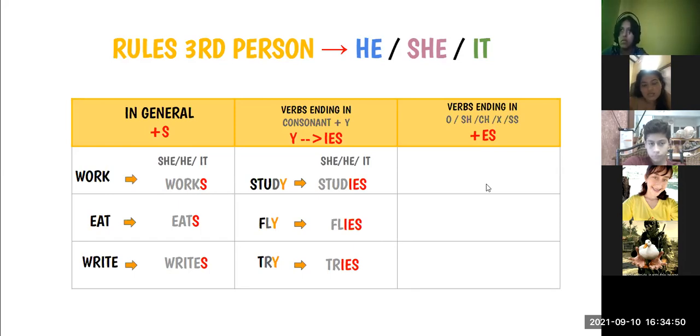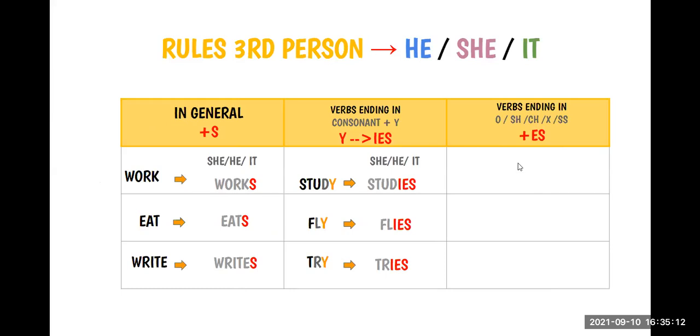Okay. Sebastián? John tries. Josías tries ice cream. Okay, very good. Let's go to the next one.